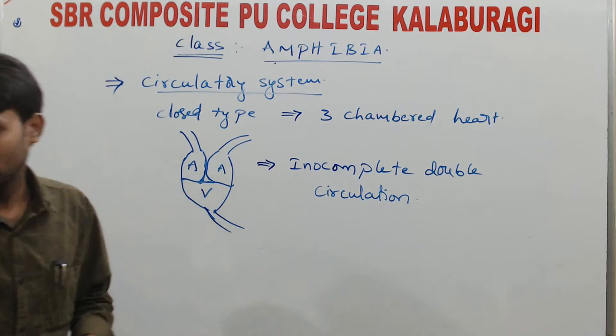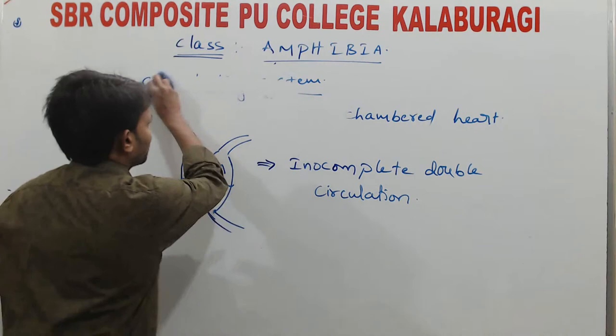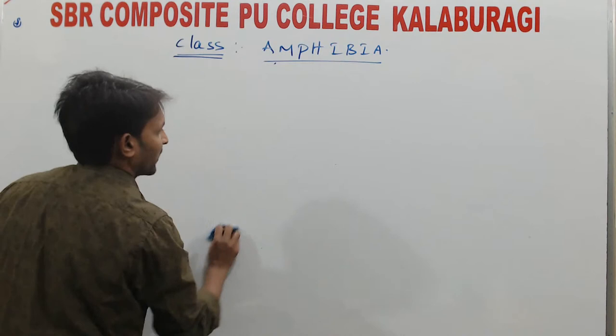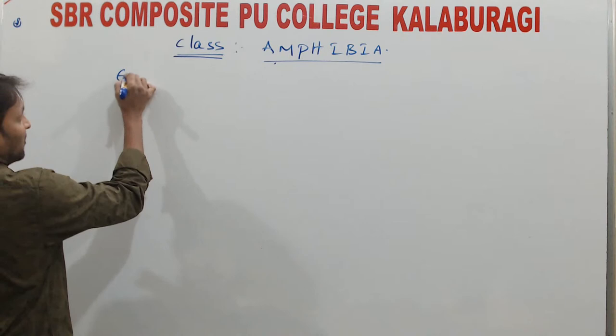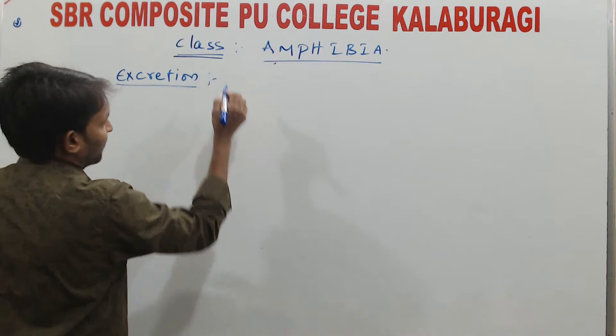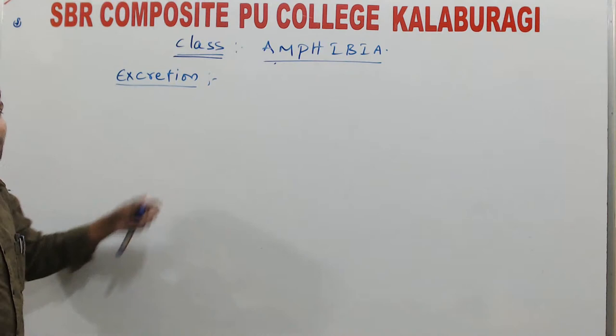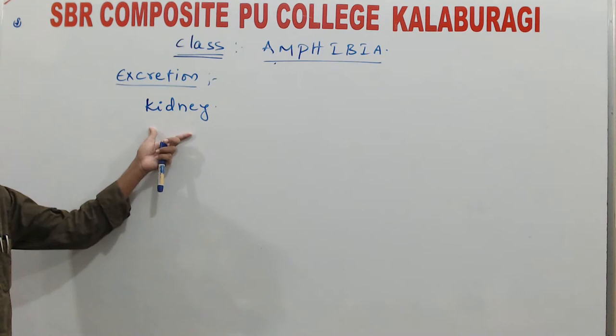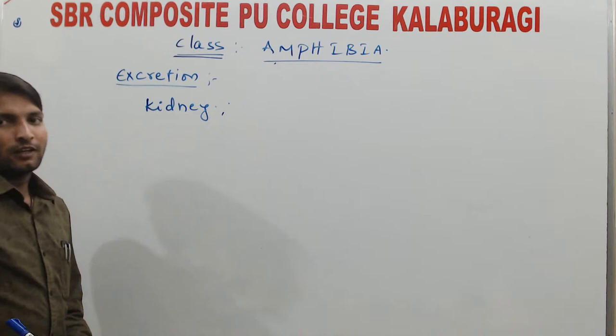Next, excretion. These organisms generally excrete urea in the adult stage. Urea is the excretory substance, and the excretory organs are kidneys. Mesonephric kidneys you can see in the class Amphibia. The chief nitrogenous excretory material is urea.